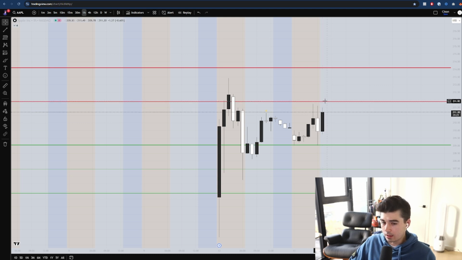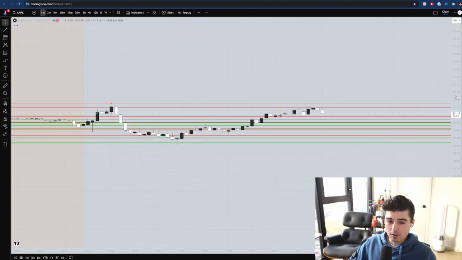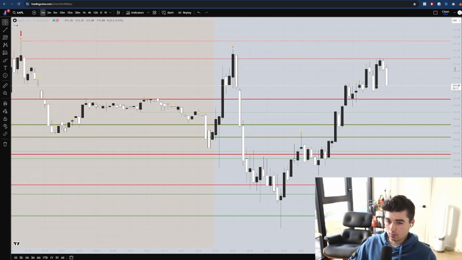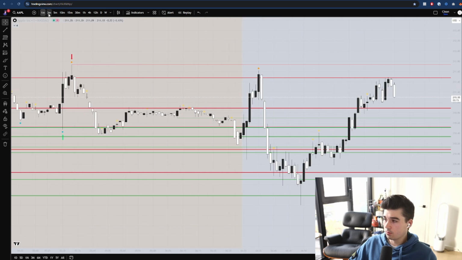We could expect it to have some sort of reaction up here at this resistance level, and that's typically what happens. 9 out of 10 times, there is going to be some sort of reaction at these levels. This level right here was already pre-existing, and it reacted off of it perfectly, right? We could see that happen.